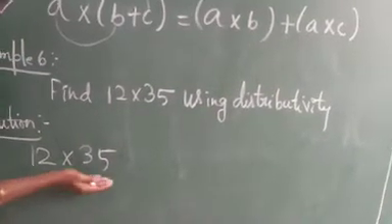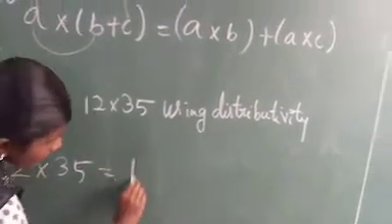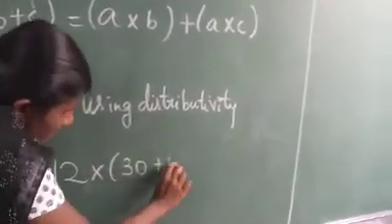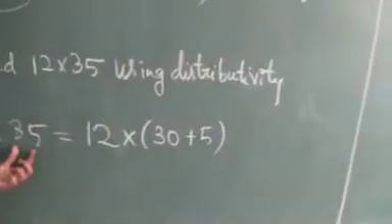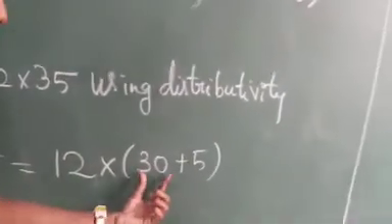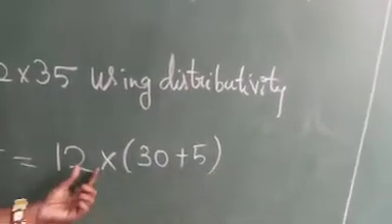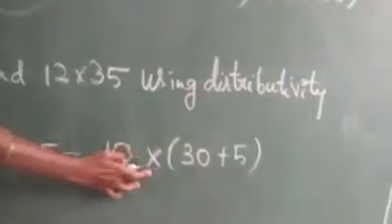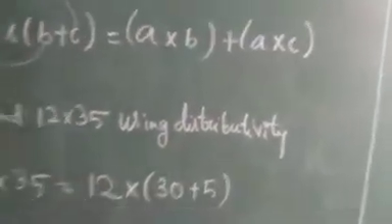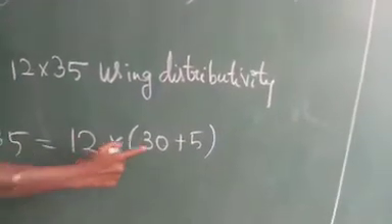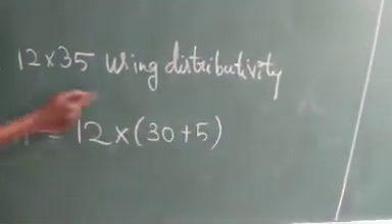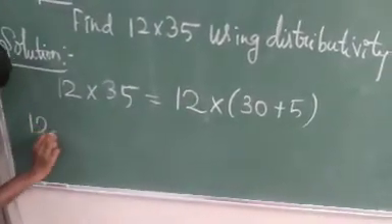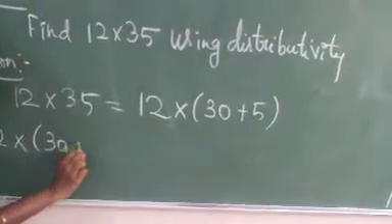First split this 35 by using 5. How will you split it? 30 plus 5. So first you have to split 35 as 30 plus 5. Now we can get the general form for the distributive property. Here it involves multiplication and also addition, so we have two operations, one is multiplication and one is addition. Now by using the distributive property we shall solve this. What is given? 12 into 30 plus 5.